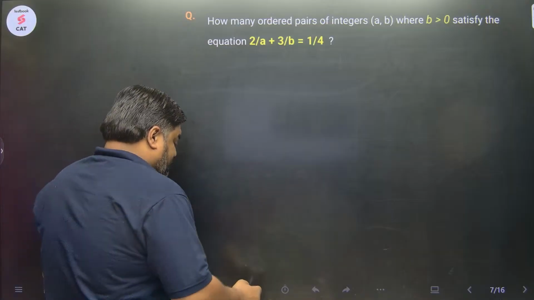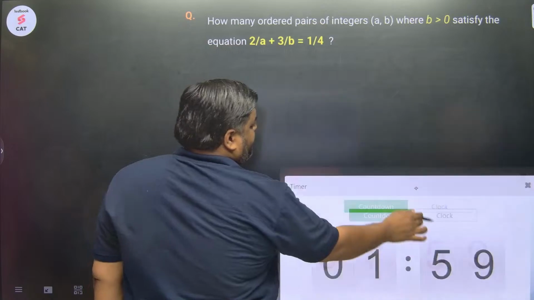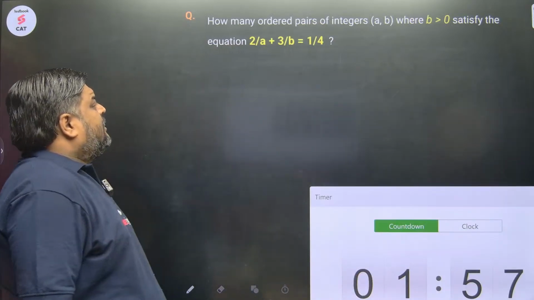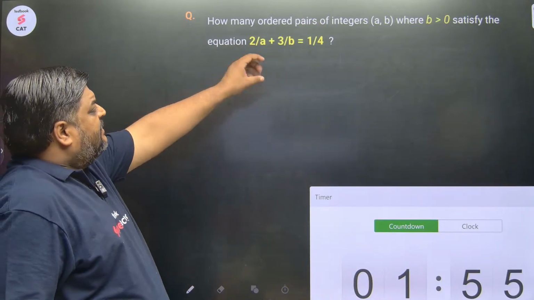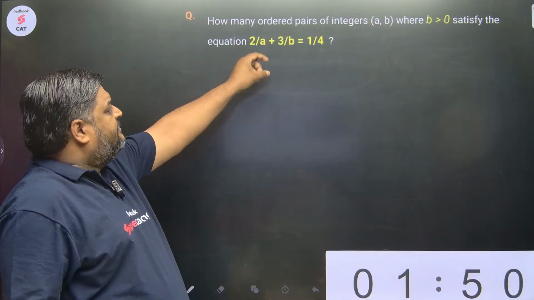चलो ट्राई दिस क्वेश्चन, एंड दिस इज अनदर गुड क्वेश्चन. I'll give you 2 minutes इसके लिए. How many ordered pairs of integers a, b, where b greater than 0, satisfy the equation 2 by a plus 3 by b equals 1 by 4?